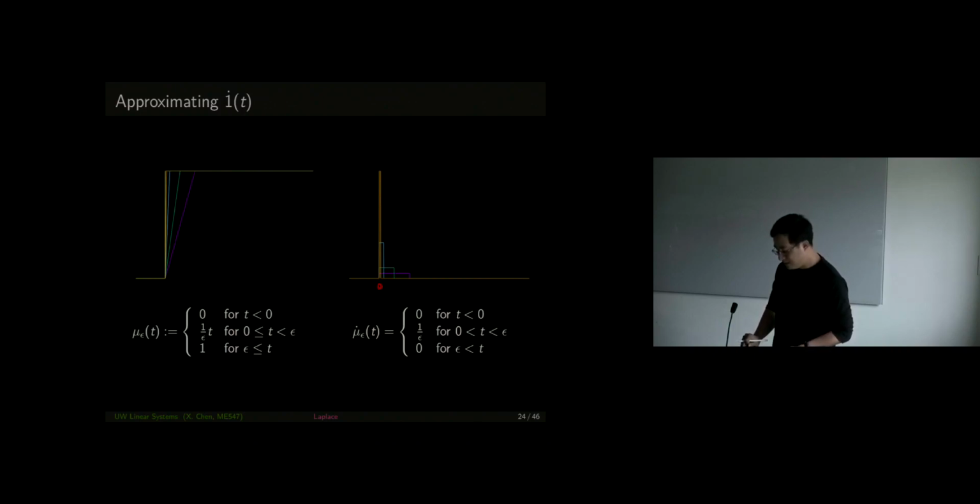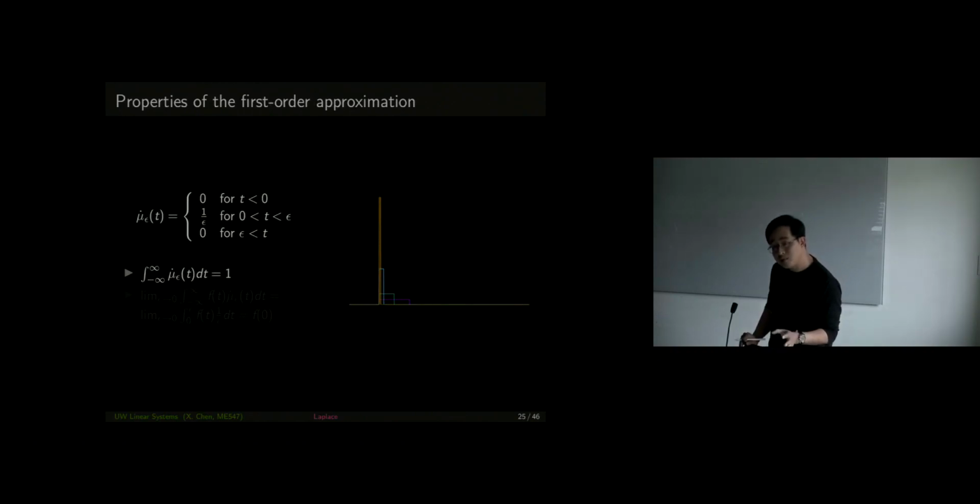Now we know we can calculate the derivative. It also has a few nice properties. First of all, if you integrate this impulse function over time, this is nothing but the area underneath the rectangle over here. The height is 1 over epsilon, and the width is epsilon. So the overall area is 1. So you integrate the impulse, you get 1, which is the value of the step function.